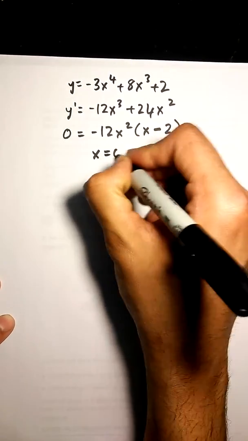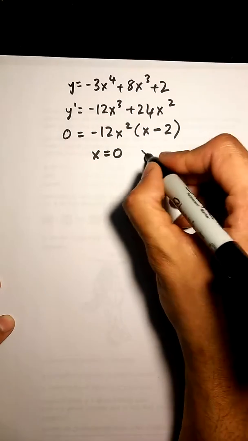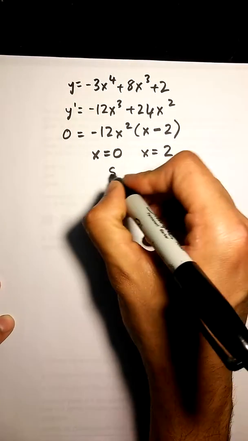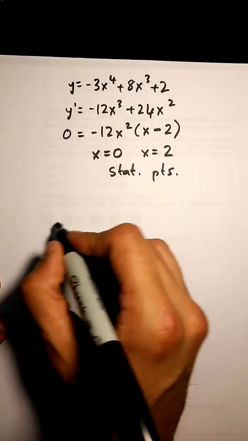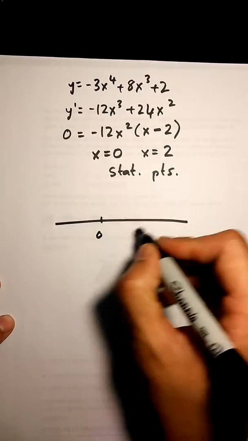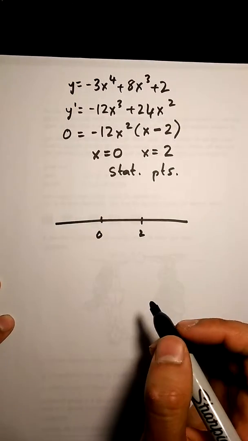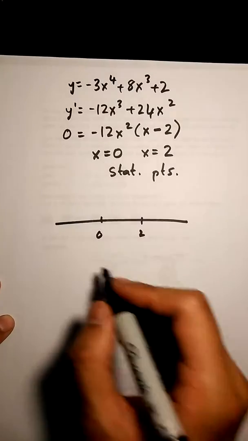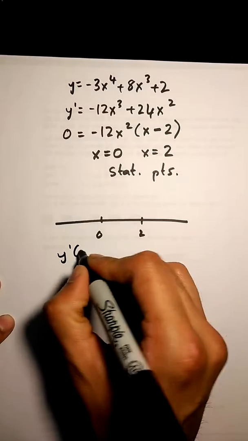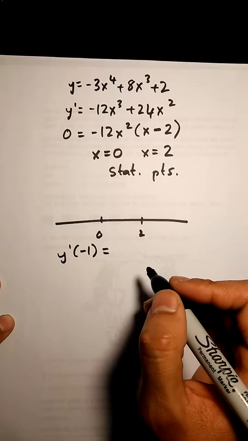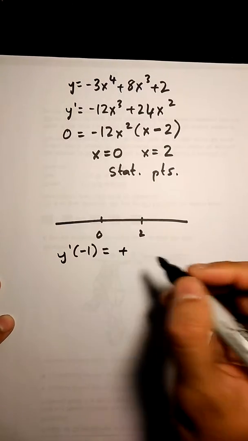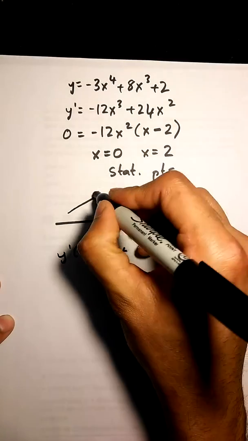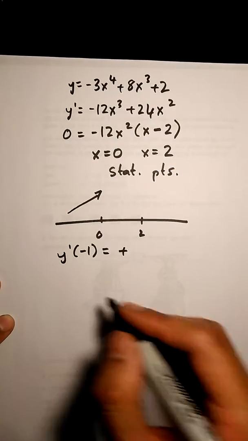Okay, so we get our first stationary point to be x equals 0 and the second one to be x equals 2. Put these points on a number line. Try to see if we have any mins or maxes. First I'm going to do y prime of -1. That is positive, which makes it increasing.